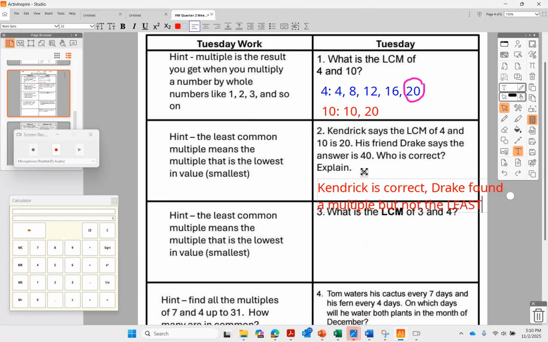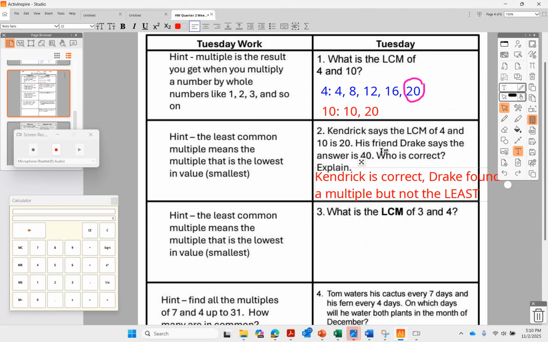So for instance, if I had continued up here, I would have gotten 20, 24, 28, 32, 36, and 40. Let's put this over here. Okay, and if I had continued here, so 40 is a common multiple, but it is not the least.